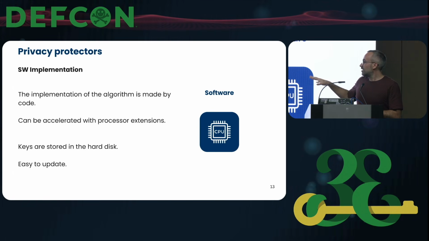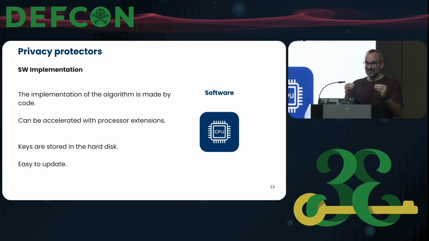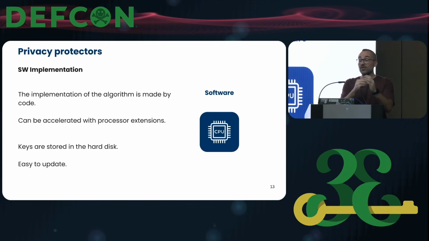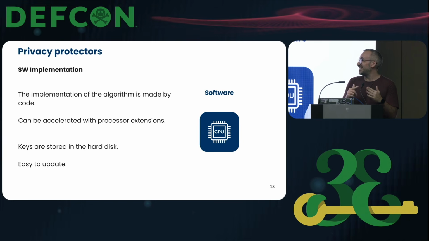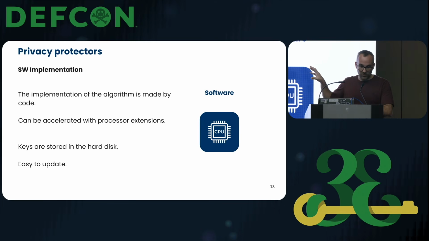Manufacturers know that, so what they do is implement processor extensions. Processor extensions are pieces of hardware that are near to the processor. We have processor extensions to calculate SHA and to calculate AES. For SHA it is SHA-NI, and for AES it is AES-NI. Another key of this kind of software implementation is that the keys are stored on the hard disk if we want to make them non-volatile, and they will be kept in RAM memory if they can be volatile.